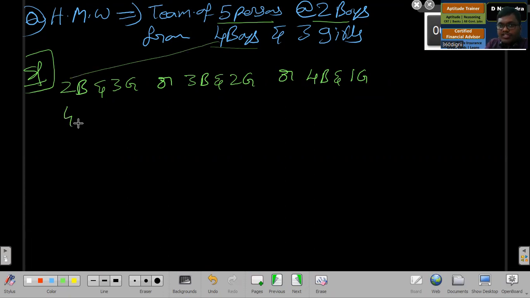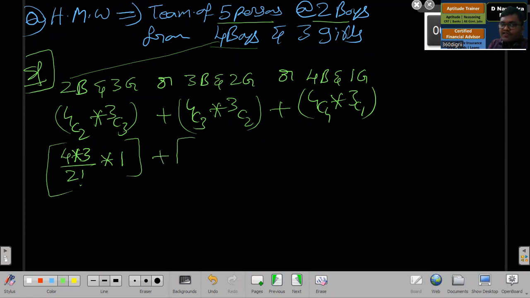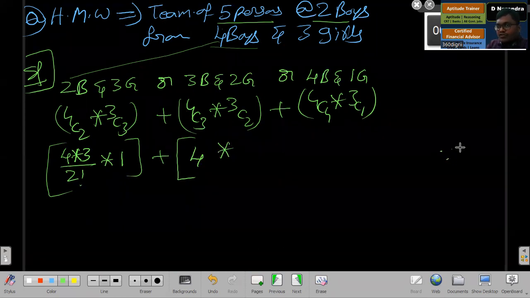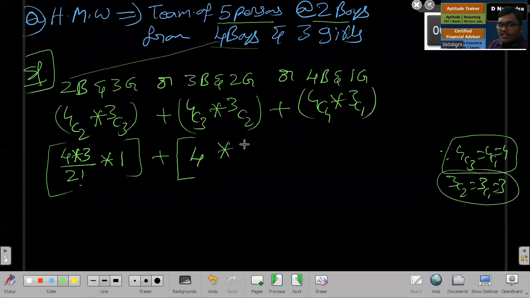2 out of 4: 4C2 into 3C3. Or 4C3 into 3C2. Or 4C4 into 3C1. 4C2, what is the value of the calculation? 4 factorial, I just told you, 4 into 3 by 2 factorial in the denominator, that is 6. nCn means 1. Plus 4C3 is the same as 4C1, that is one value, so directly I am writing 4. Because 4C3 is equal to 4C1, that is equal to 4. 3C2 is equal to 3C1, that is equal to 3. Don't waste your time every time. 4C4, nCn means 1.